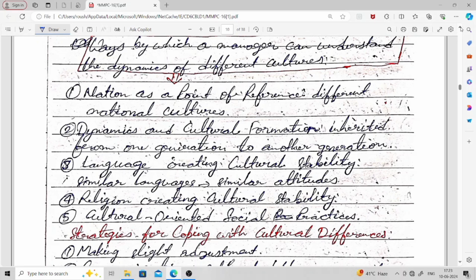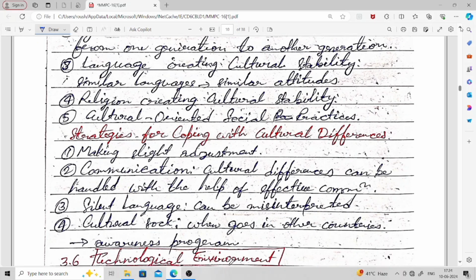Then the fifth given is culture-oriented social practices. According to the culture, some social practices are created in different countries. So these are the different ways by which a manager can understand the dynamics of different cultures.